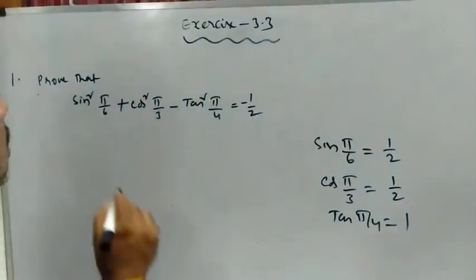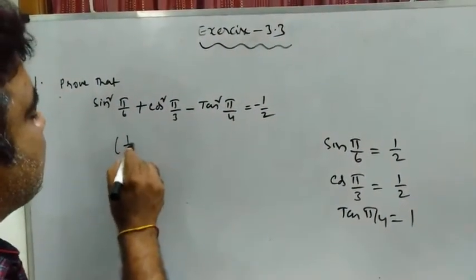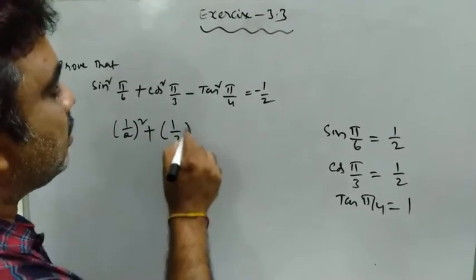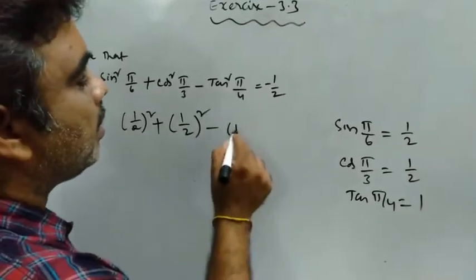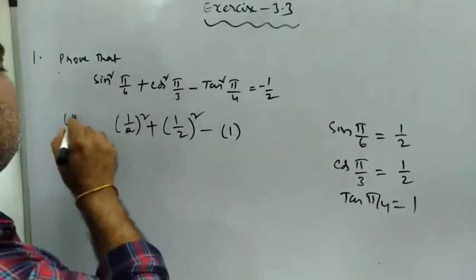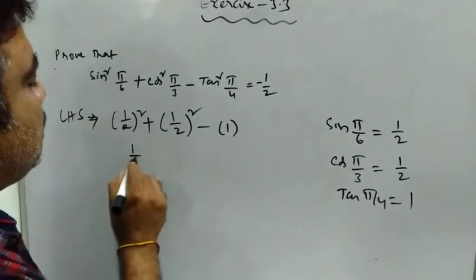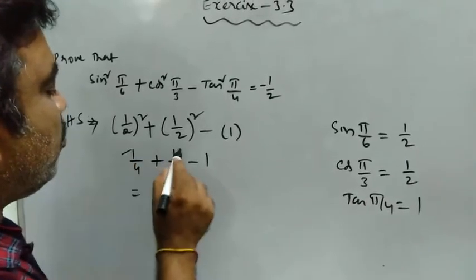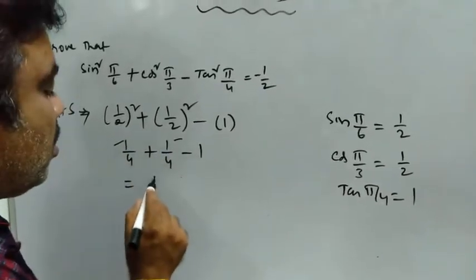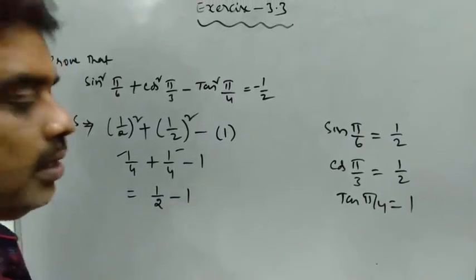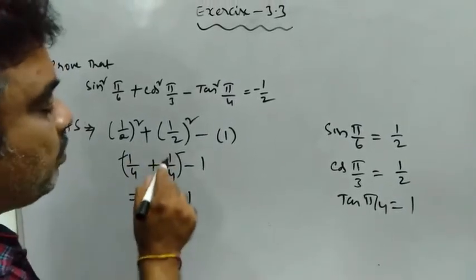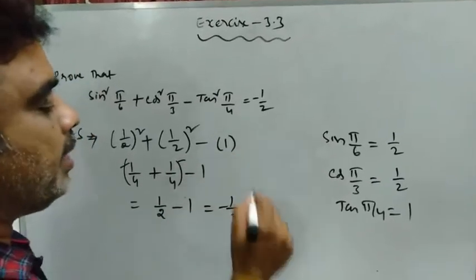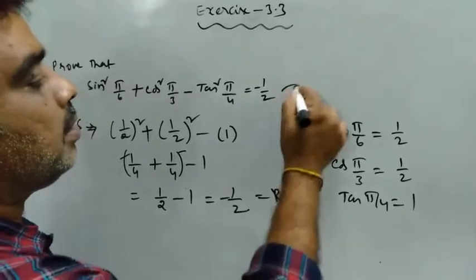We know the values. So sin square pi by 6 is 1 by 2 whole square, plus cos square pi by 3, that is 1 by 2 whole square, minus 1. I am considering the left-hand side part. This is 1 by 4 plus 1 by 4 minus 1. 1 by 4 plus 1 by 4 is 2 by 4, or 1 by 2, minus 1, that is equal to minus 1 by 2, which is the required RHS.